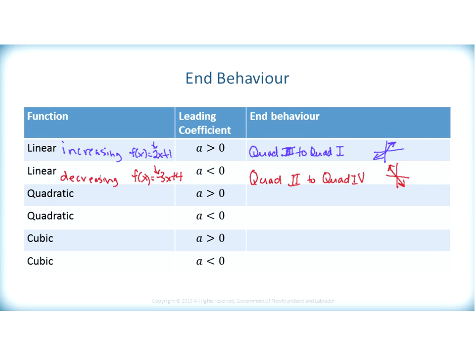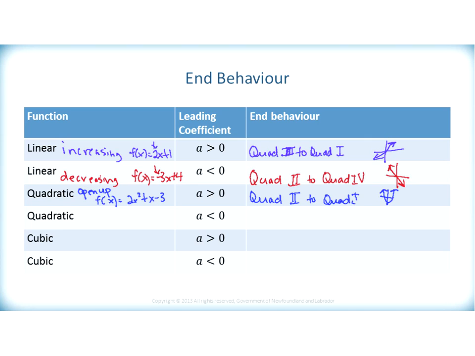In a quadratic where a is greater than 0, this would give us a quadratic function that would open upwards. Something like f of x is equal to 2x squared plus x subtract 3. And of course, that would go from quadrant 2 to quadrant 1. The graph would look something like this, open upwards.